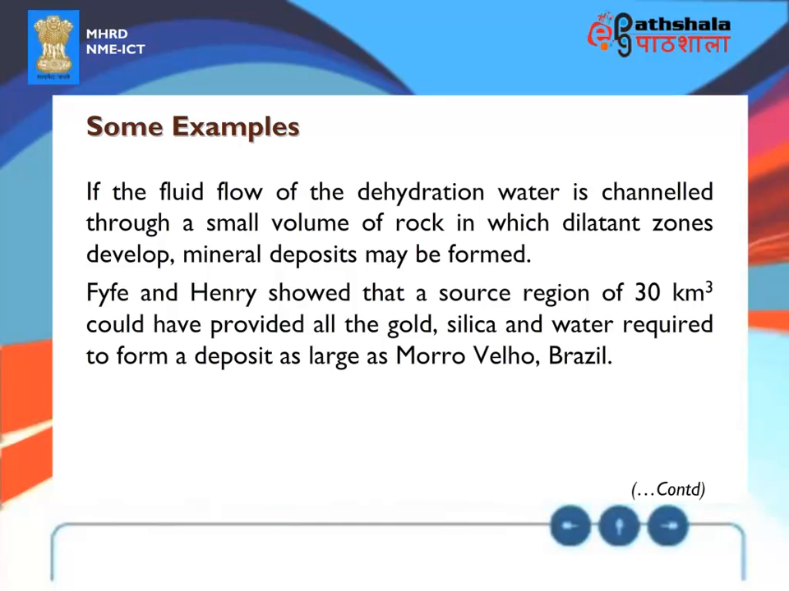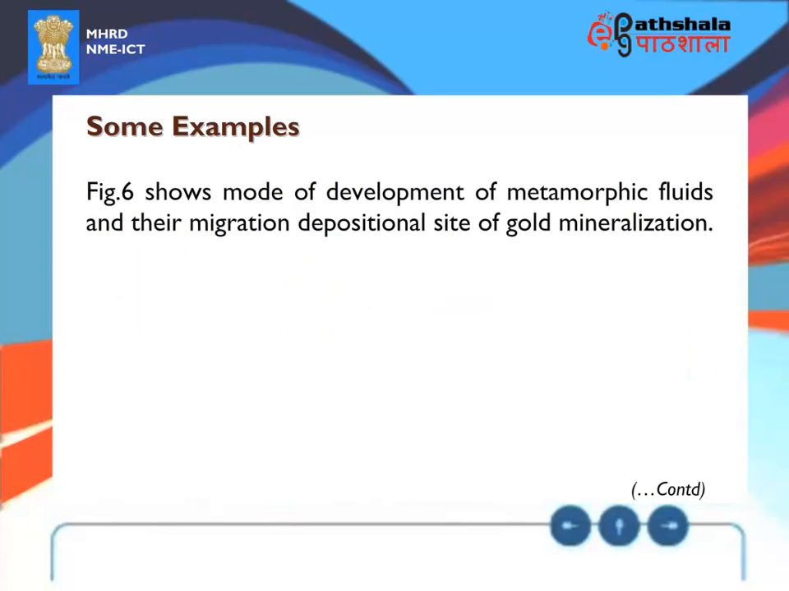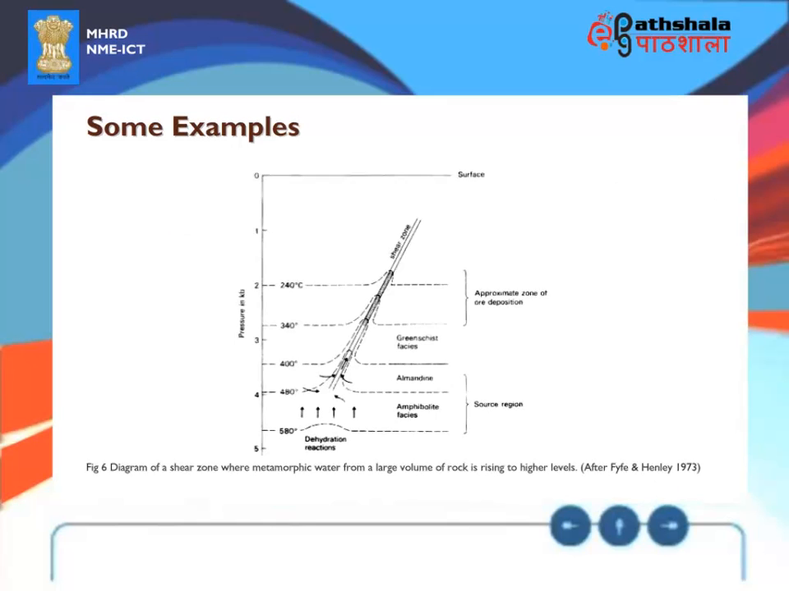Fife and Henry showed that a source region of 30 cubic kilometers could have provided all the gold, silica, and water required to form a deposit as large as Morro Velho, Brazil. Figure 6 shows the mode of development of metamorphic fluids and their migration to the depositional site of gold mineralization.